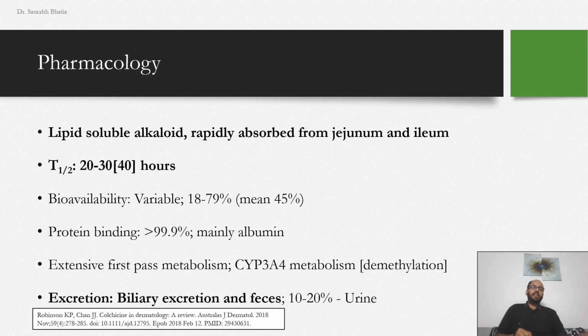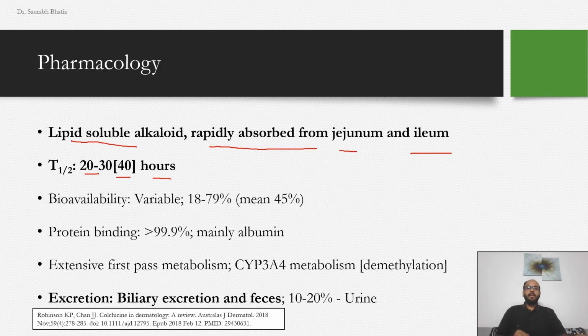As I said, it's a naturally occurring alkaloid. It's a lipid-soluble alkaloid, and it is rapidly absorbed from the jejunum and ileum on oral intake. So if you take the tablet, it is rapidly absorbed from the jejunum and ileum. The half-life ranges from about 20 to 40 hours. A few articles mention 23 to 30 hours, so you can just write 20 to 30 or 40 hours.